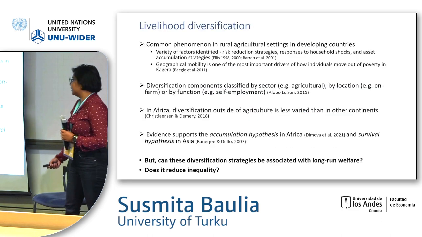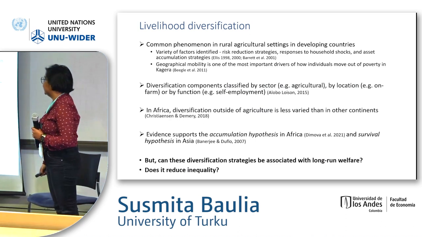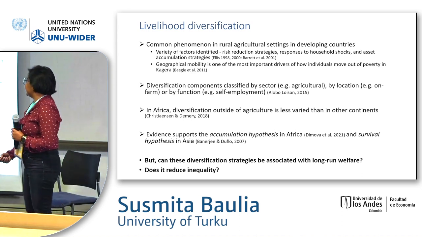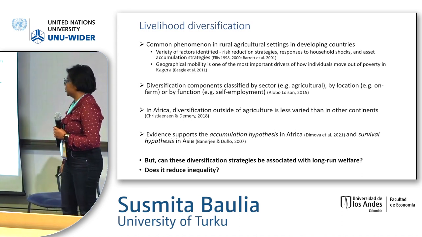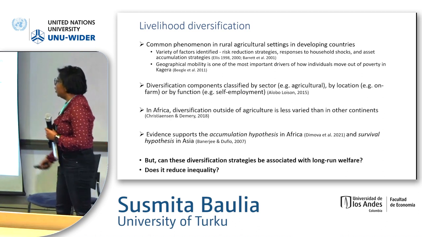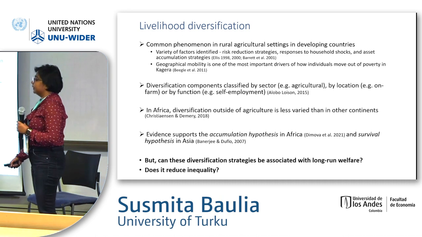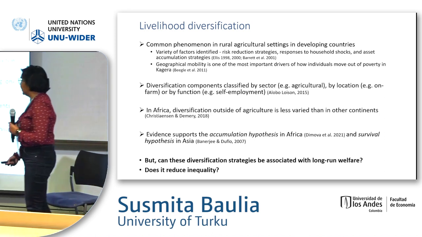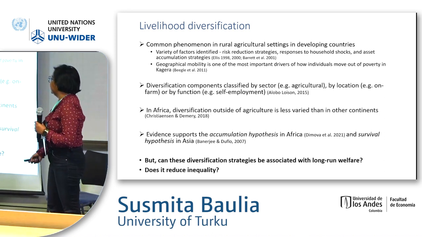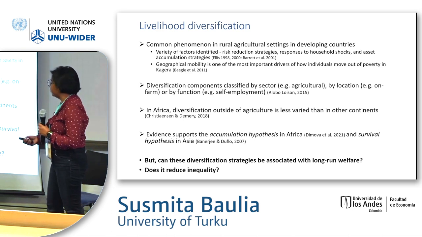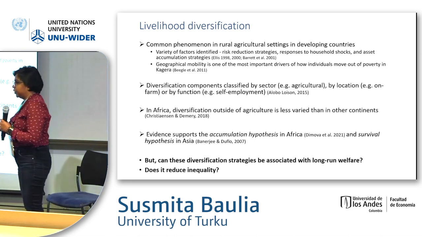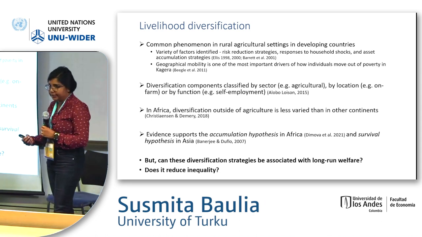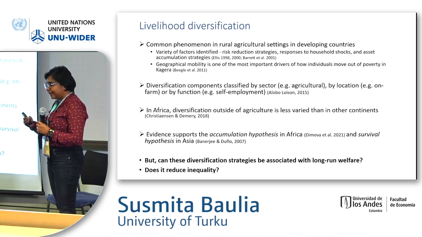Livelihood diversification is a common phenomenon in rural agricultural settings in developing countries. A lot of factors have been identified for this: it can be used as a risk reduction strategy, a response to household shocks, or an asset accumulation strategy. Especially in the Kagera region, the academic literature has already found that geographical mobility is one of the important drivers of how individuals move out of poverty by choosing diversification strategies closer to urban areas. And in the literature, diversification components have been classified in different ways.